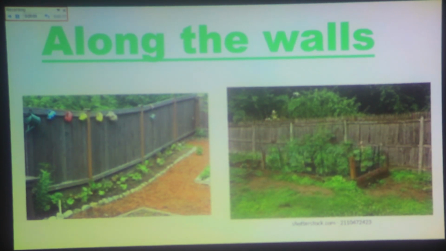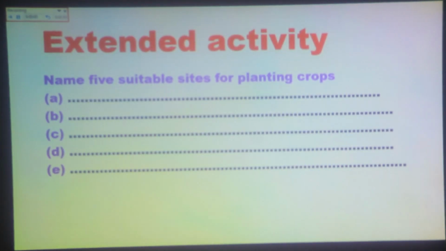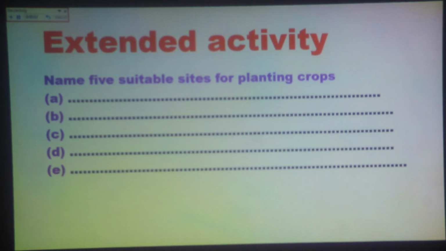Now that we have come to the end of our lesson, we are going to do a certain activity. So you have an extended activity there for you to do. In this activity, I want you to name 5 suitable sites for planting crops.